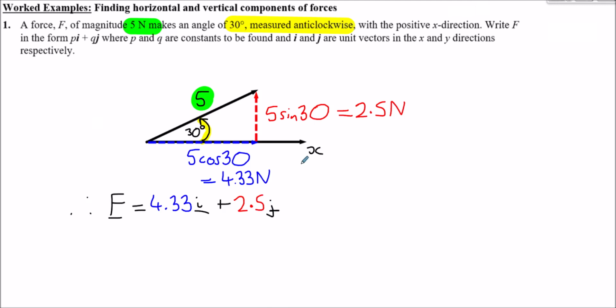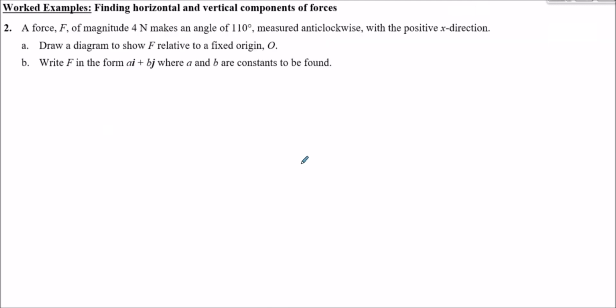Let's try another one. So question 2, we have a magnitude of 4 newtons this time of the force, and this time it's making an angle of 110 degrees anti-clockwise with a positive x direction. So again, let's just label this on here. So that's the x direction, and then this is 110 degrees from there. So drawing this on, 90 degrees would be perpendicular, 110 degrees is a bit more of a turn, something like this. So I'm going to label this angle here 110 degrees.